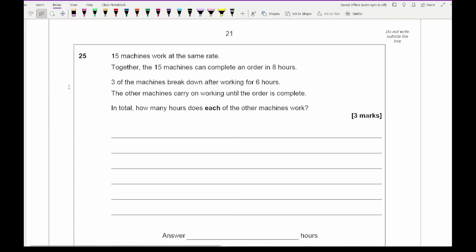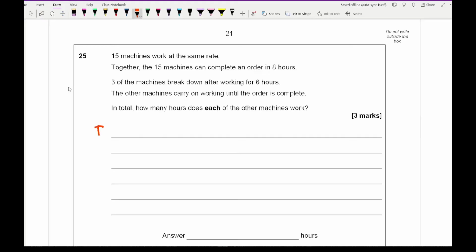Then for question 25, it says 15 machines work at the same rate. Together, the 15 machines can complete an order in 8 hours. 3 of the machines break down after working 6 hours. The other machines carry on working until the order is complete. In total, how many hours did each of the other machines work?